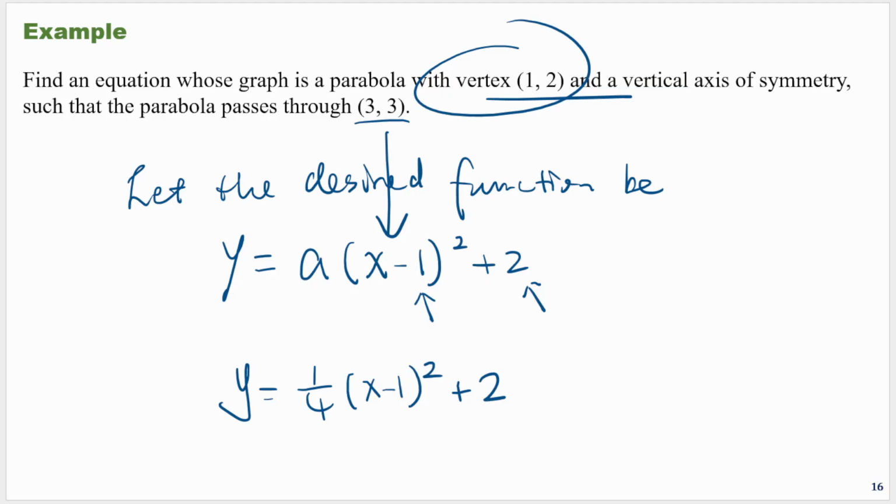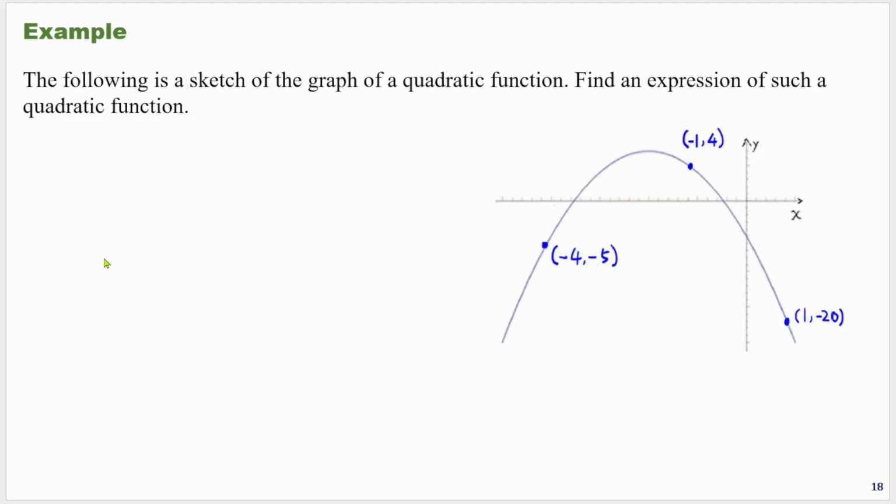Okay, let's see another one. So how about this? This time, it only gives you 3 points on the parabola. No vertex. How do you solve this? How do you find the equation of the quadratic function?